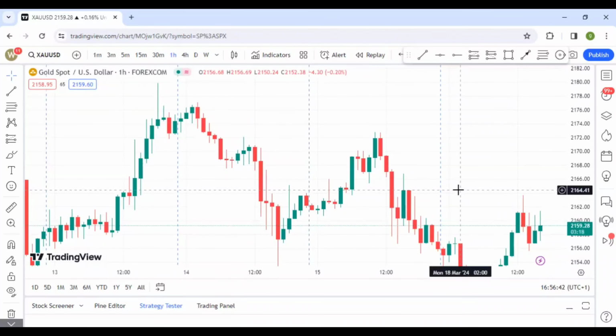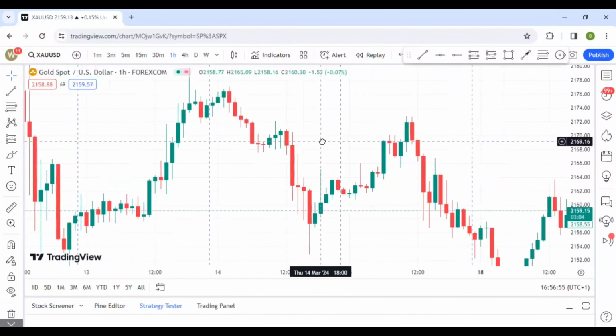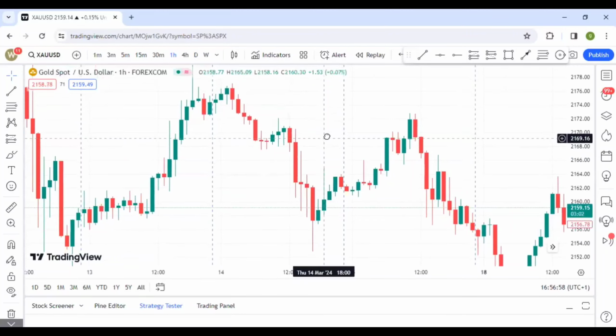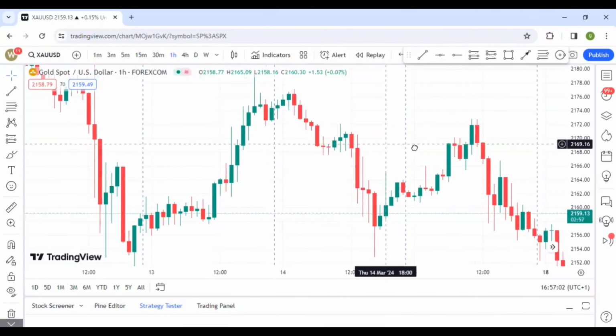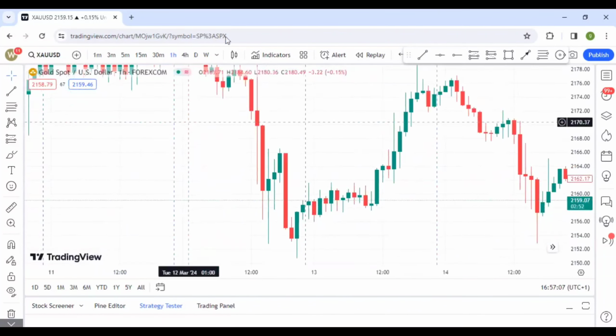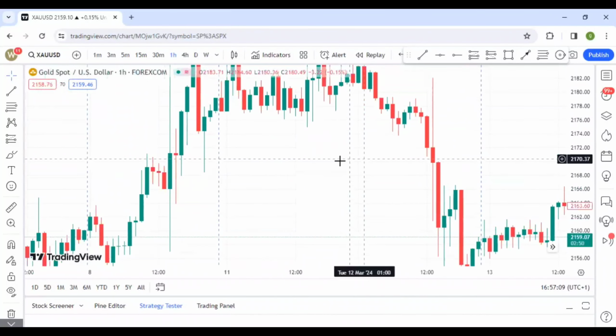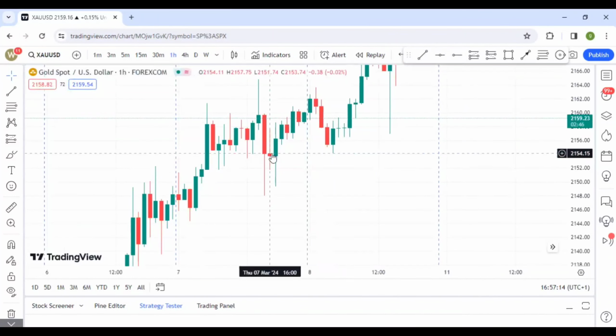And how do you know a dragonfly doji? A dragonfly doji looks like the letter T. The opening, the highest, and the closing price are the same. It has no body, but a longer lower wick. So let's go to our charts. Let me show you a good dragonfly doji.